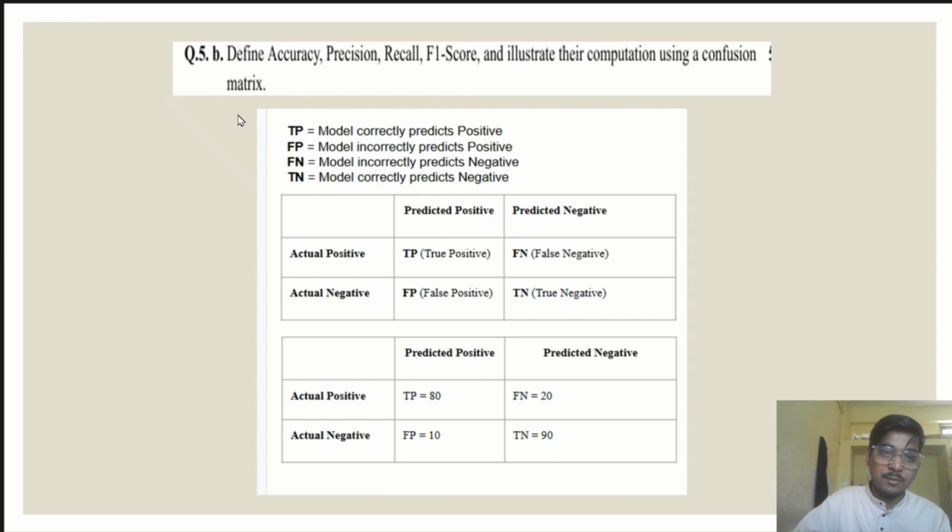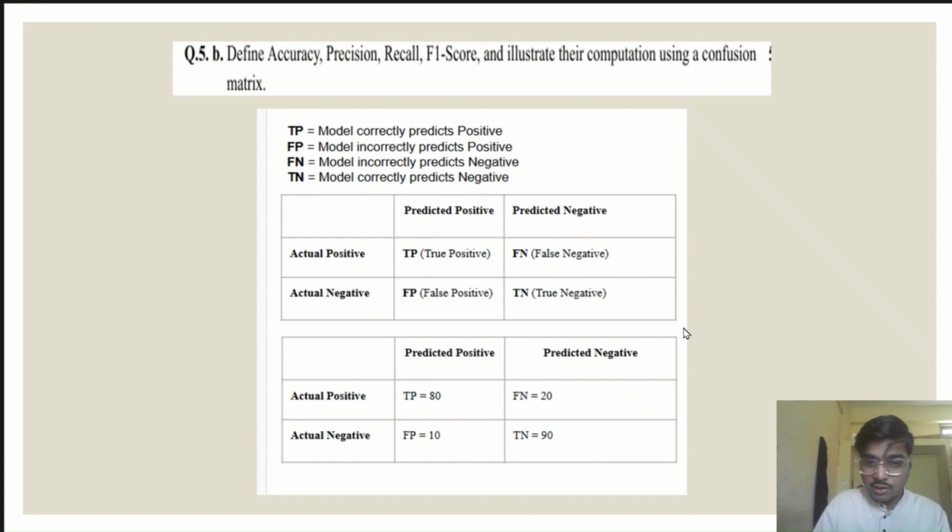In question number 5, part B, it is asking to define accuracy, precision, recall, F1 score, and illustrate the computation using a confusion matrix. So here, before creating the confusion matrix, let's understand some basic terms. TP refers to true positive, when the model correctly predicts the positive. FP refers to false positive, when the model incorrectly predicts the positive. FN refers to false negative, when the model incorrectly predicts negative. And TN refers to true negative, when the model correctly predicts negative.